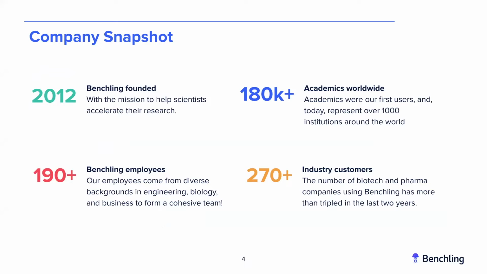So he started Benchling to really tackle those problems, and since then it's been our mission to fundamentally change how research is being done. Right now we have over 190 employees, over half of which work directly with Benchling users like yourself and also have backgrounds in science. Additionally, the vast majority of our users are academics. We have over 180,000 academic scientists who use Benchling to support their research.